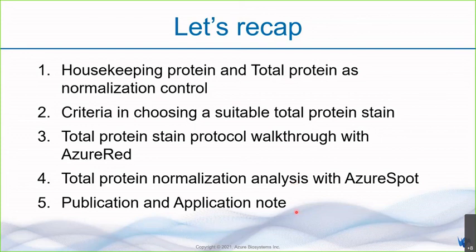Then next is, what does the publication look like? Instead of a single band of your housekeeping protein, which we normally crop and put in the figure, you are showing the total protein bands. You don't need to put a whole lane inside. You just need to crop one section of it, just to show that you are using total protein staining with the multiple bands pattern. And there is an application note for you to check how total protein stain gives you better quantitative power.